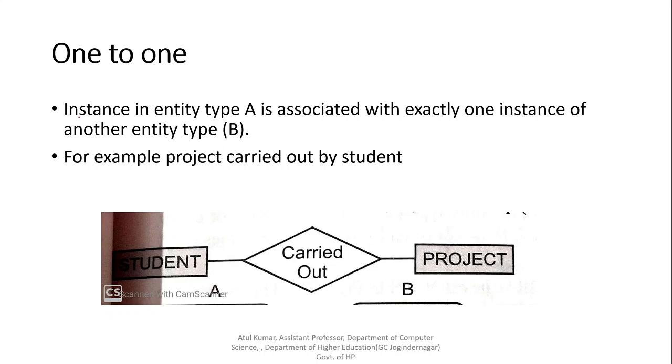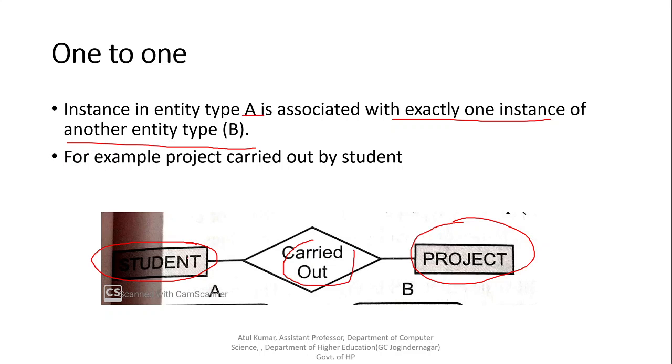So here an instance in entity type, suppose A, is associated with exactly one instance of entity type B. Suppose in the diagram we have one entity type student and the other is a project, and the relationship is carried out, meaning student is carrying a project. So every student is working on a different project. This kind of relationship is called one to one.